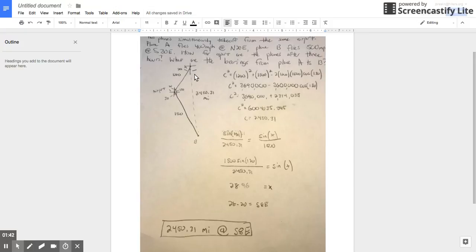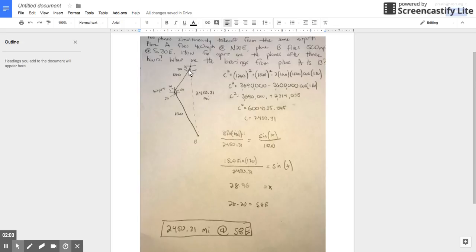We still need to find the bearing from plane A to plane B, and we're going to use the law of sines for that. So we set up a proportion here. The sine of 130 over 2450, the side we just found, is equal to the sine of x, angle A, over 1,500. These are the opposite angle and side here. After solving for that, we get 28.